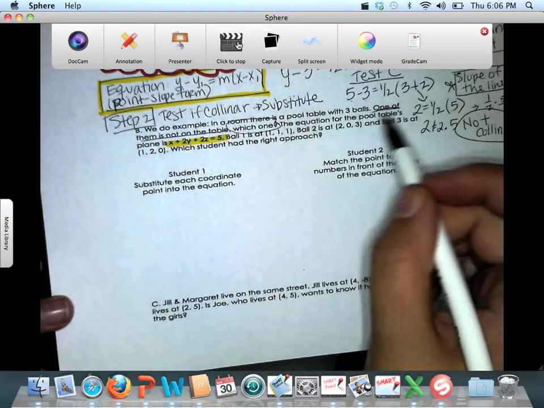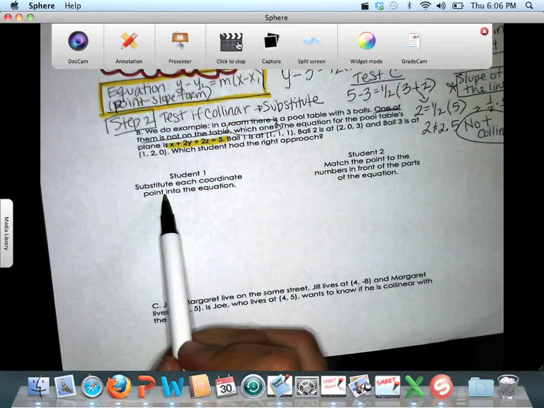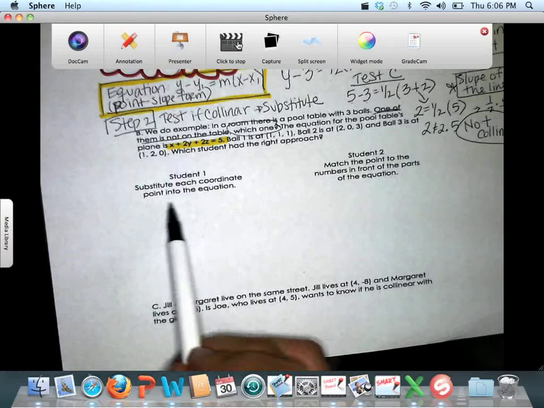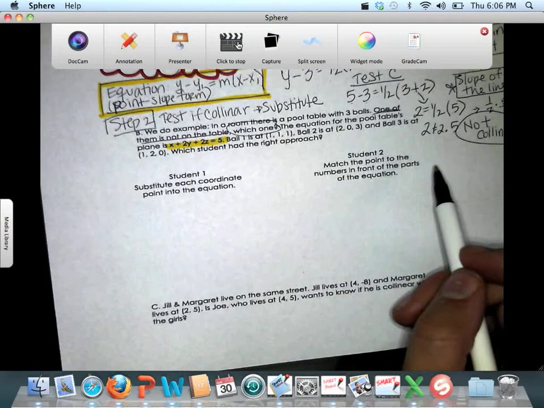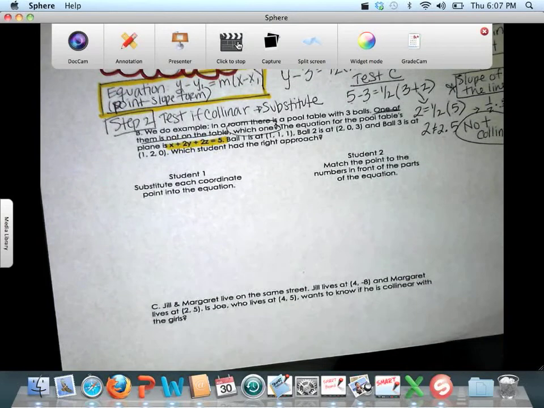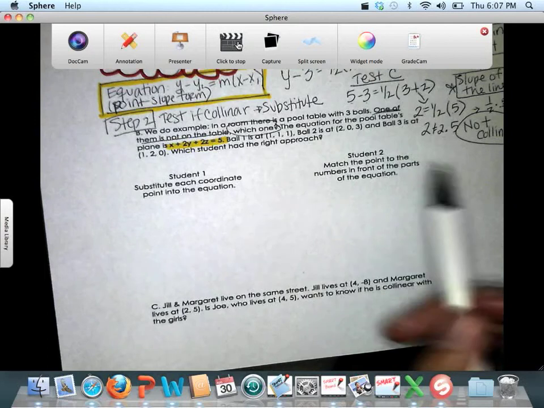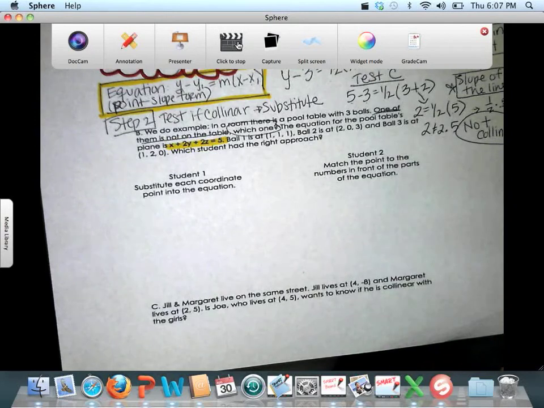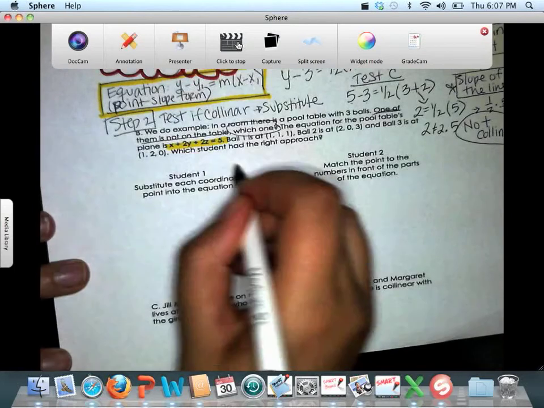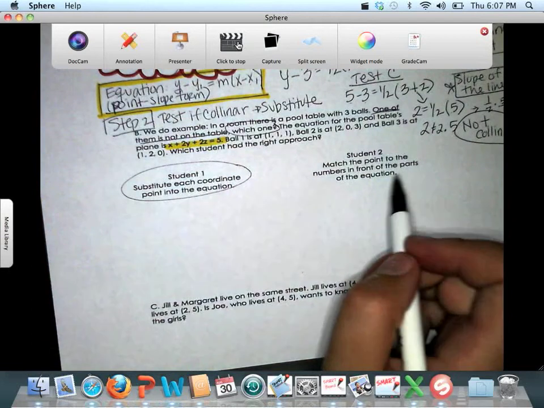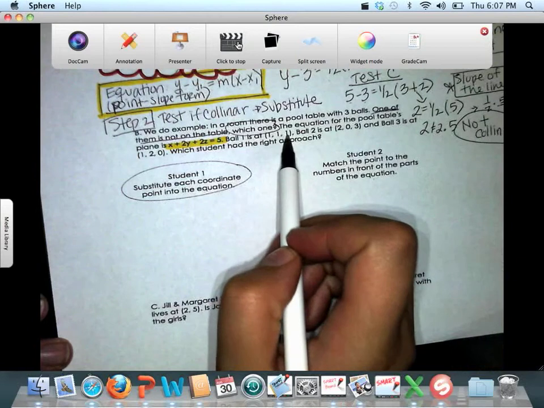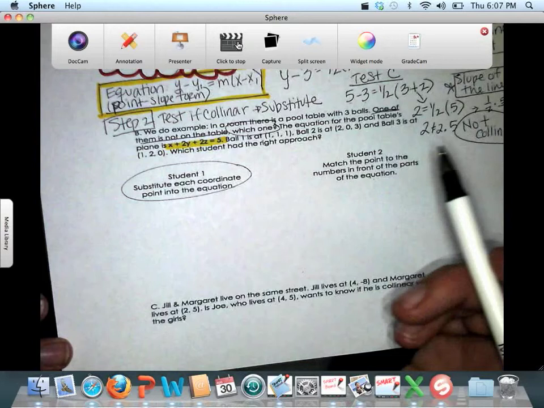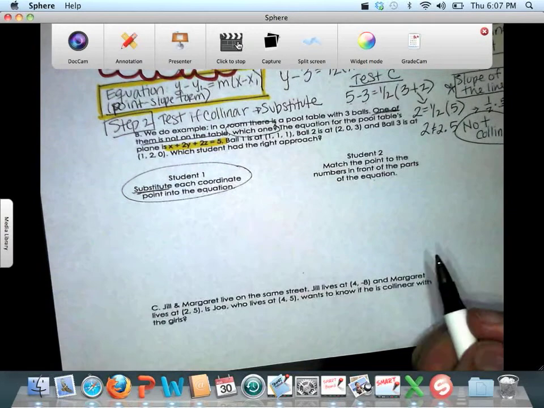So the first question is, which student had the right approach? Student 1 thinks that we should substitute each coordinate point into the equation, and the other student thinks we should match the point to the numbers in front of the parts of the equation. Now if they take a moment to think, which one do you think did this correctly? Now I hope you picked student number 1, because student number 2, that is not an accurate way. It doesn't matter whether these numbers actually match these ones, right? Because that's not how you figure out the numbers. What you want to do is you want to substitute.